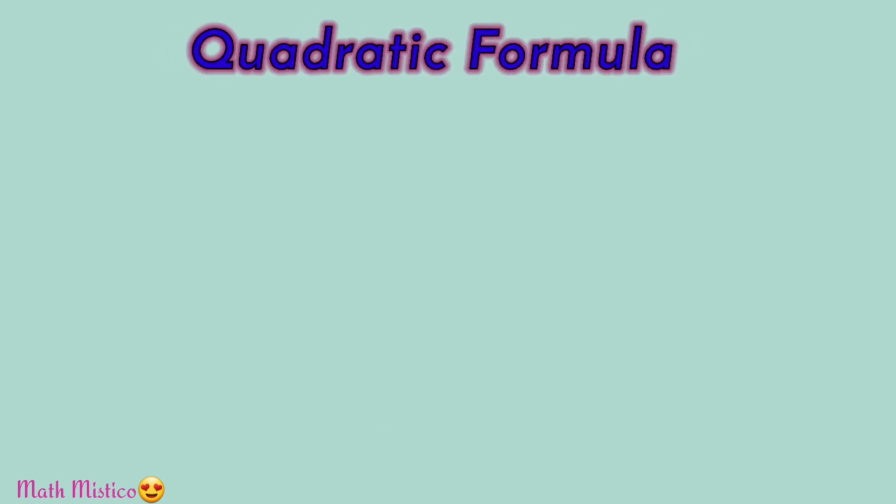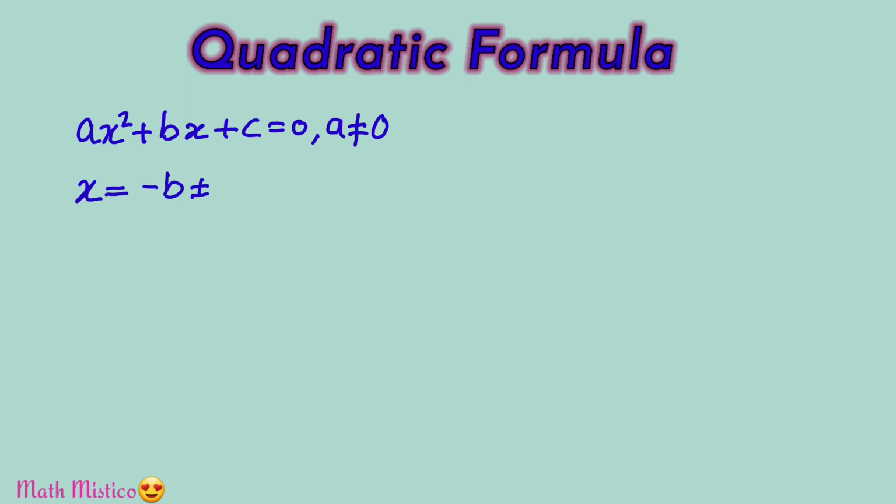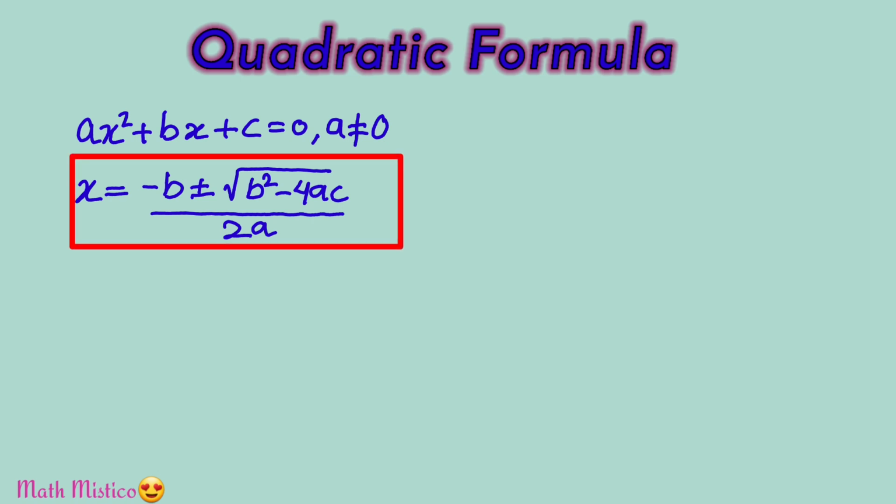You all know that the standard form of a quadratic equation is ax² + bx + c = 0, where a is not equal to 0. If we apply the method of completing the square, we get the following values of x: x = (-b ± √(b² - 4ac)) / 2a. This is known as the quadratic formula.